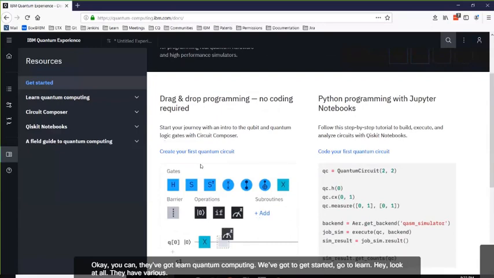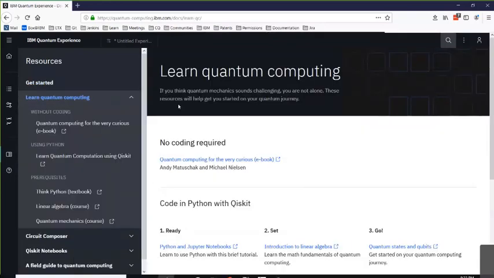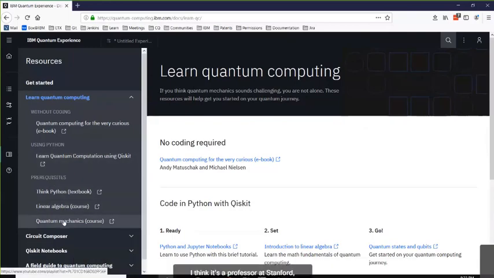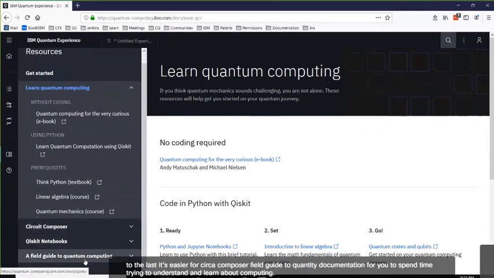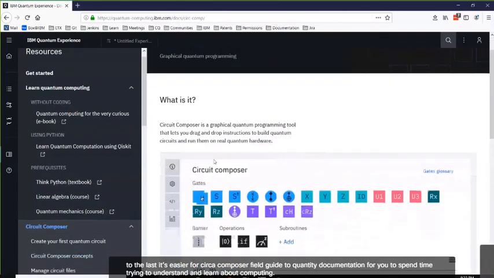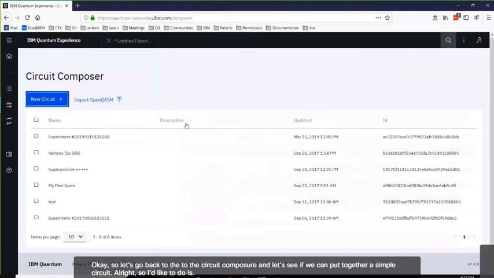They've got Learn Quantum Computing. You've got Get Started. Go to Learn. Look, they have various types of instruction. They have a Python textbook, a linear algebra textbook, and a quantum mechanics course that I think is by Professor Susskind at Stanford. So there's tons of documentation, and then let's go to the last, the field guide to quantum computing. Tons of documentation for you to spend time trying to understand and learn about quantum computing. Okay, so let's go back to the circuit composer, and let's see if we can put together a simple circuit.